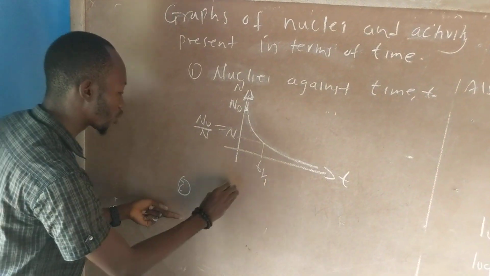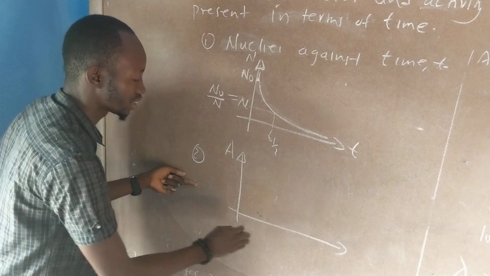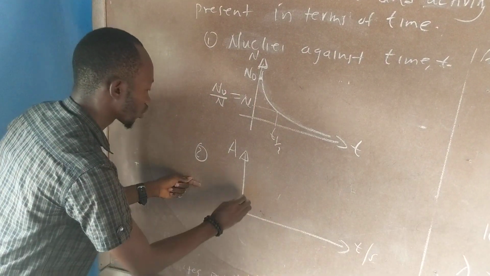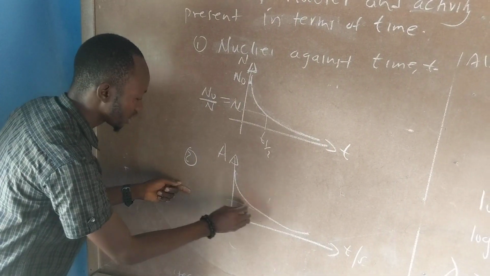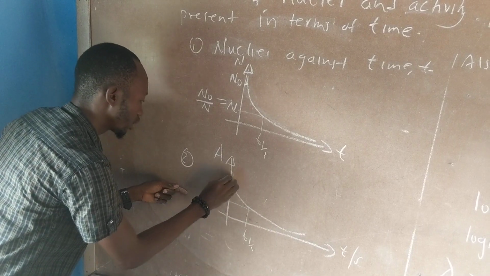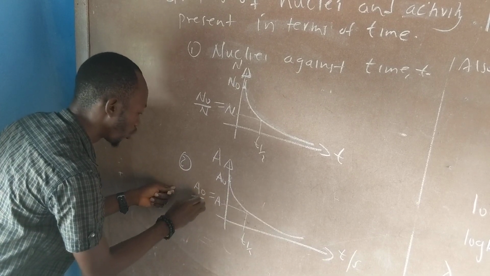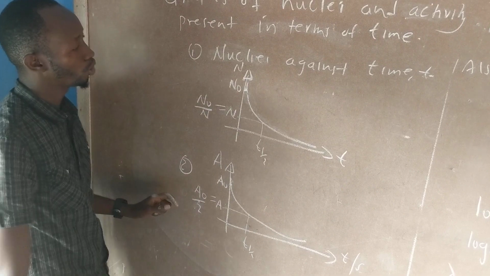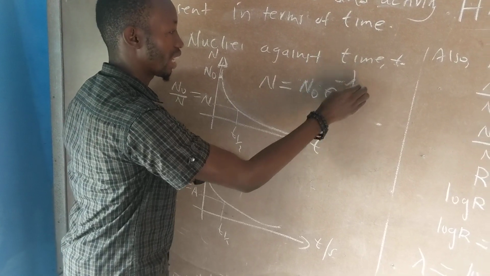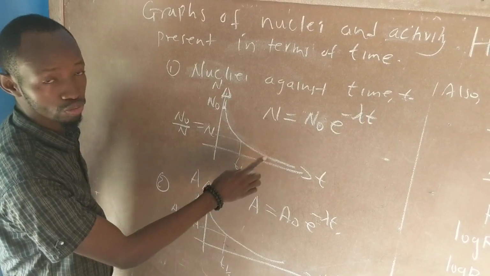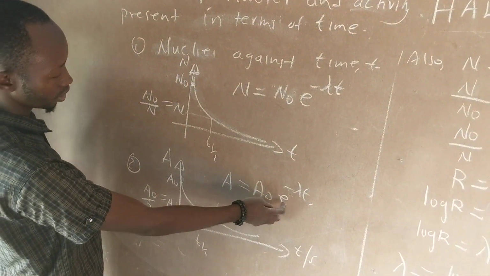The same thing again, if you are required to draw the same graph in terms of the activity A with respect to time in seconds, the graph again is going to be an exponential graph. This point, we have this to be T half. This point is going to be A0. This point is A, but this A is the same as A0 all over 2. Since we can write the equation of N to be N0 e raised by minus lambda t, we can as well write the activity A equals A0 e raised by minus lambda t.